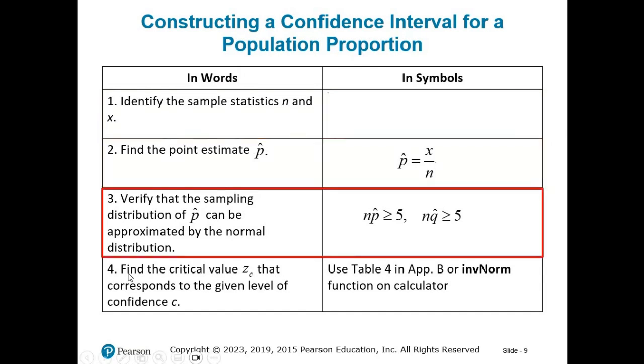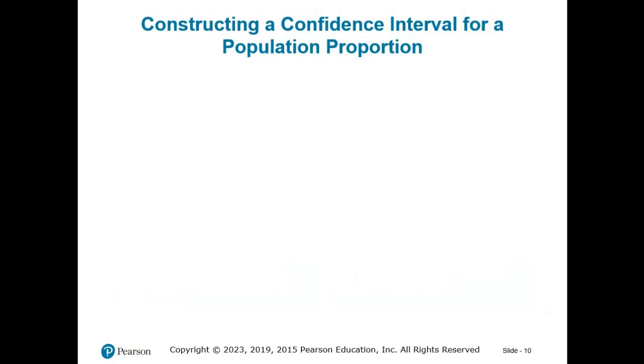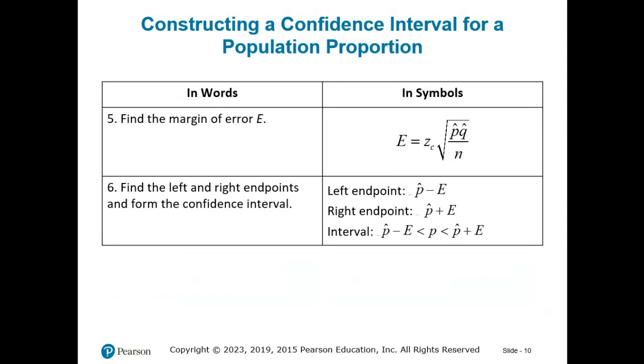After that, you will need to verify that it passes the condition of the two products, n times p hat and n times q hat. Are they both larger than or equal to 5? If so, you may proceed, and it can be approximated by the normal distribution. Your next step is to find the critical value z sub c that corresponds to the given level of confidence c. You can do this with the standard normal table in Appendix B, or use your calculator's inverse norm function. After that, you'll find your margin of error.